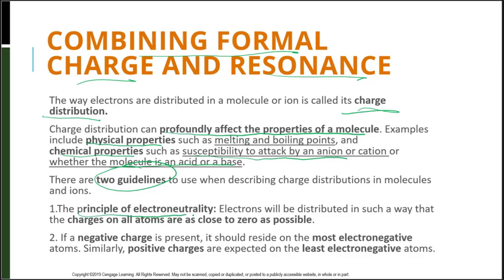The principle of electron neutrality: electrons will be distributed in such a way that the charges on all atoms are as close to zero as possible. If a negative charge is present, it should reside on the most electronegative atom. Similarly, positive charges are expected on the least electronegative atom. In electronegativity, remember, fluorine is the most electronegative. So electronegativity increases as we go to the right on the periodic table and increases as we go up a group.